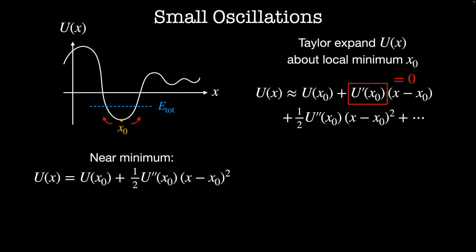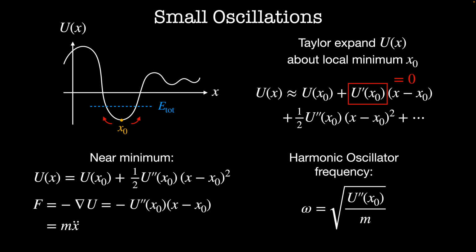So if I were to take minus the gradient of this potential, I'd get an approximation for the force acting on the particle in this well. And that force is going to be minus u double prime of x0 times x minus x0. And this is equal to mass times the acceleration of the particle. So this is really just the equation for the simple harmonic oscillator. The force is proportional to the distance away from x0 that it has moved. So a particle will oscillate about point x0 with some frequency that's given by the square root of u double prime at x0 divided by m.